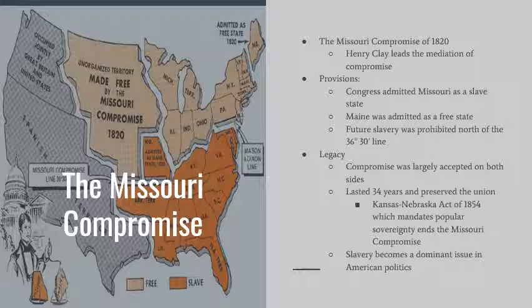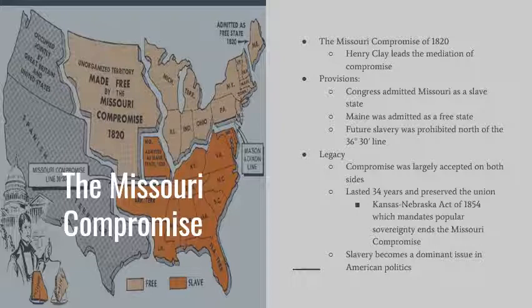To prevent similar conflicts each time a territory applied for statehood, a line coinciding with the southern border of Missouri at latitude 36°30′ was drawn across the remainder of the Louisiana Territory. Slavery could exist south of this line, but was forbidden north of it, with the obvious exception of Missouri. The Missouri Compromise was largely accepted on both sides and lasted 34 years until the passage of the Kansas-Nebraska Act of 1854.